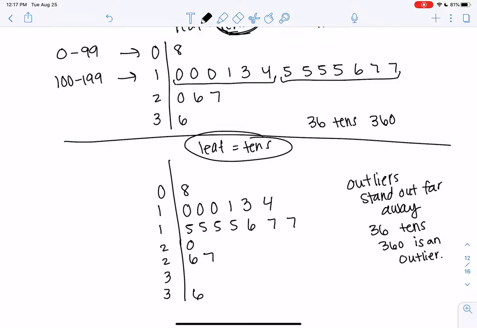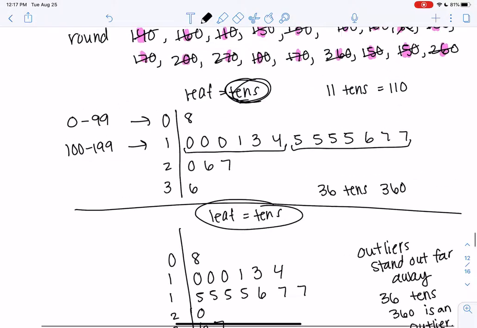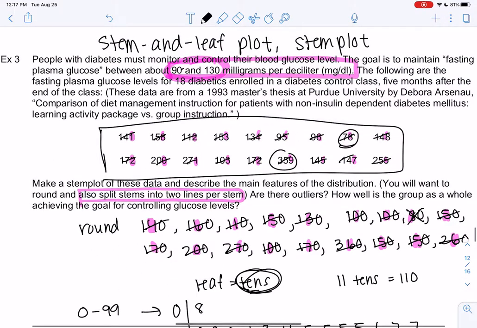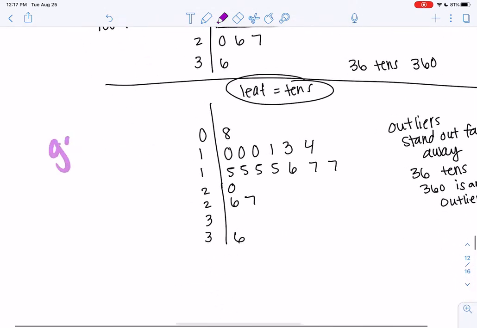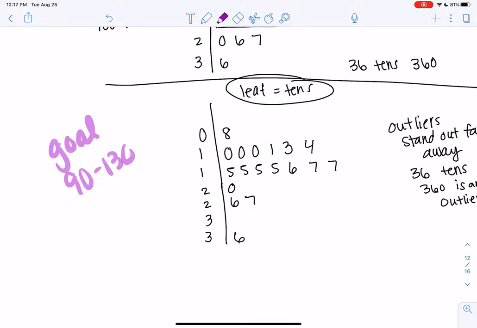And then I was just curious, how well is this group at achieving their goal? So this is really the point of statistics. Can we look at this graph and make meaningful conclusions? So let's go back up. What was that goal? The goal was 90 to 130. So 90, it looks like we don't have any 90s, but hundreds would be in that goal, right? To 130, so those are the only people reaching the goal. Right, this is 140, 150, so they're above the goal.